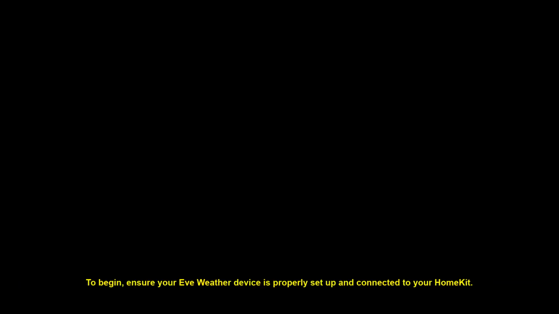To begin, ensure your Eve Weather device is properly set up and connected to your HomeKit. Open the Home app on your iPhone or iPad. Locate the Eve Weather device in your list of accessories. Tap on the Eve Weather icon to access its settings.